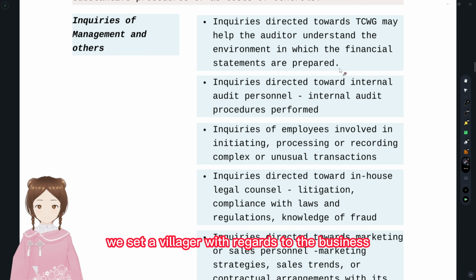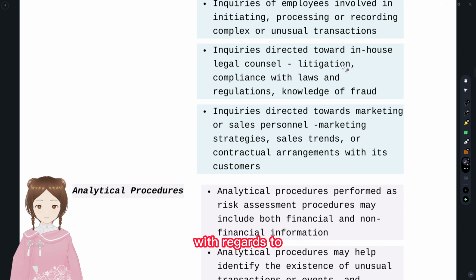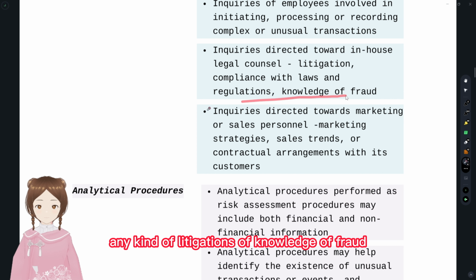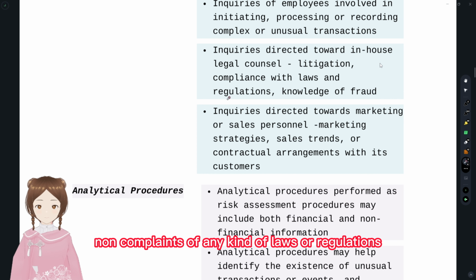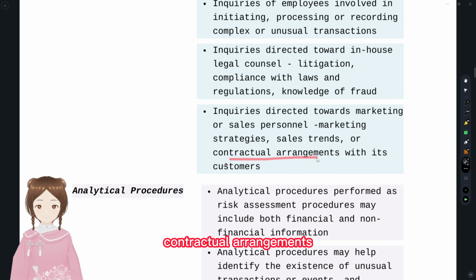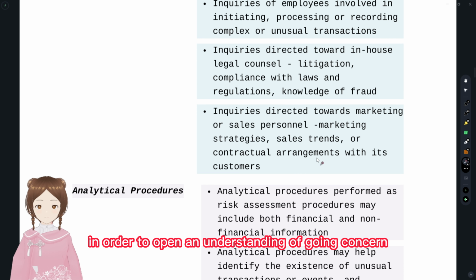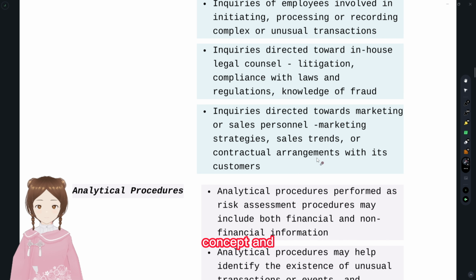TCWG with regards to the business environment in which financial statements were prepared. After that, internal personnel with regards to internal audit procedures, and with regards to unusual transactions we have to inquire of employees, and in-house legal counsel with regards to any kind of litigations, knowledge of fraud and non-compliance with any kind of laws or regulations, and inquire of the marketing and sales personnel with regards to sales trends and contractual arrangements in order to obtain an understanding of the going concern concept.